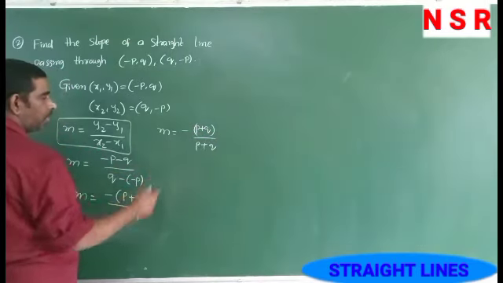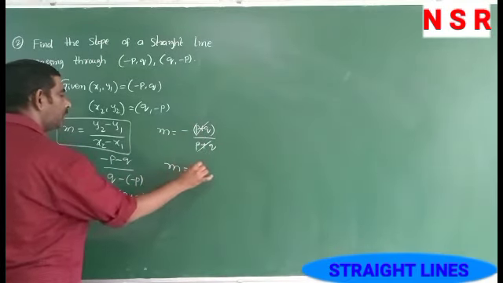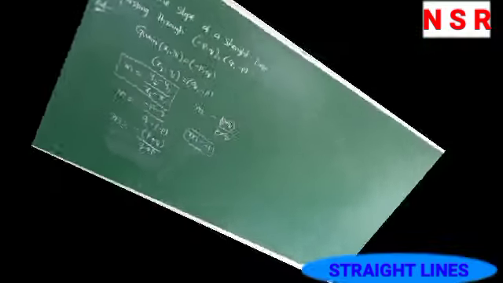So q plus p we can write as p plus q. So p plus q and p plus q get cancelled. So we get the slope of 2 points, m is equal to minus 1.